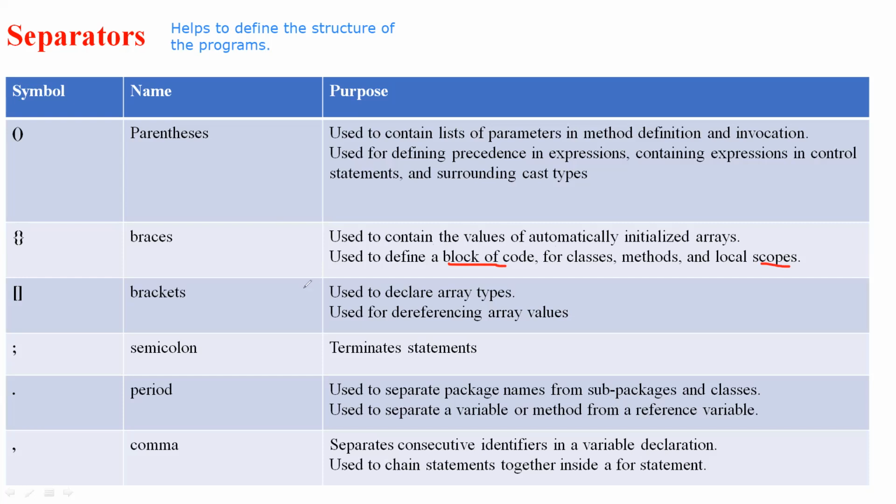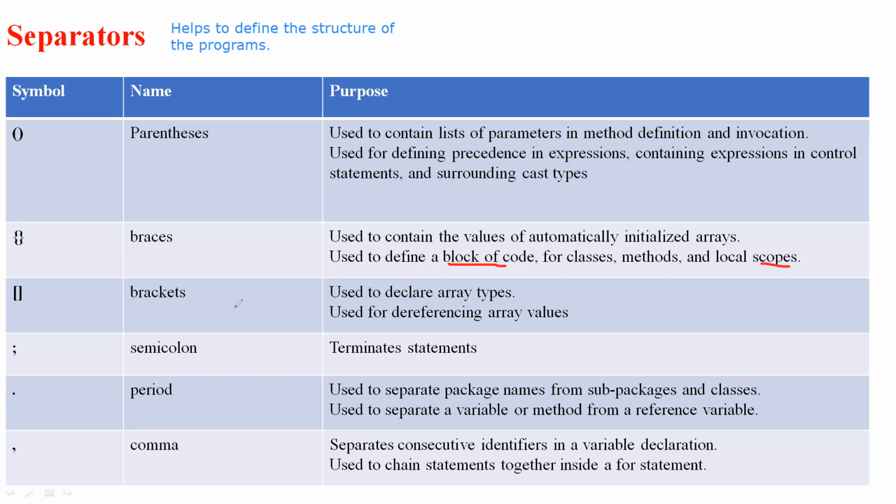When I talk about brackets, they are used to declare the array type. In order to declare the type of an array element, we use brackets. They are also used for dereferencing the array value. For example, whenever we need to dereference a multi-dimensional array, we use brackets. Next, the semicolon. As we know, semicolons are used for terminating statements. In order to end or terminate a particular statement, we use the semicolon.